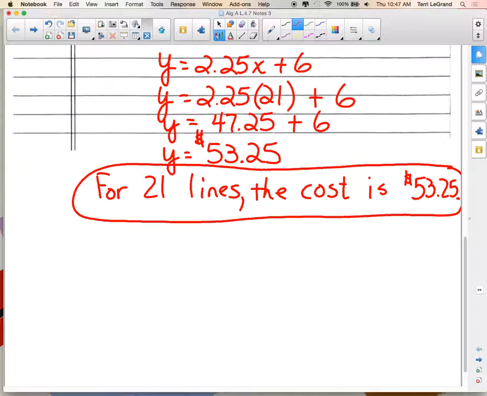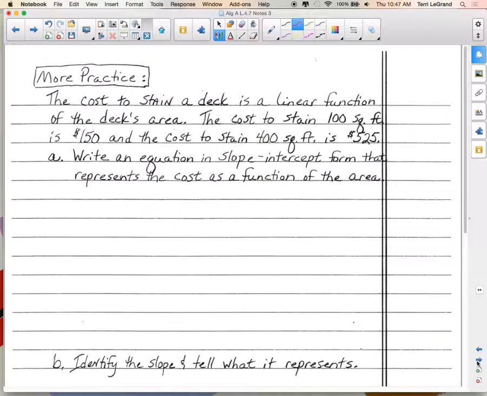Okay. Anybody have any questions on this one? Okay, let's go to the back side. We're going to do one more. This one you will not find in the book, this is one I just added.